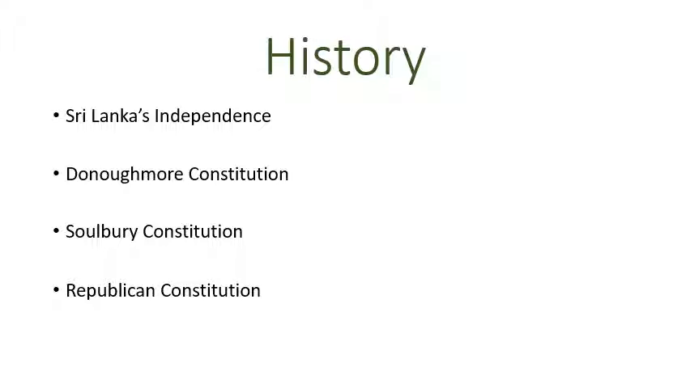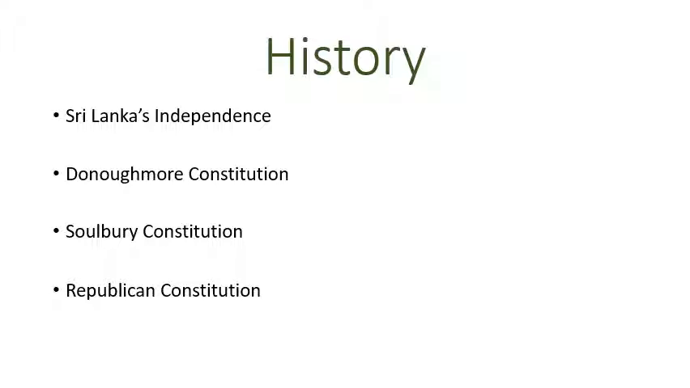The first constitution was the Donoughmore Constitution, and this was created before its independence. It was created in 1931 and lasted until 1947. This was when Sri Lanka was still known as Ceylon, and this constitution was significant in that it was the only constitution in the British Empire that wasn't from a westernized dominion such as Australia, Canada, and South Africa that actually enabled the country to have general elections with universal adult suffrage, meaning that all adults could vote with no exceptions.